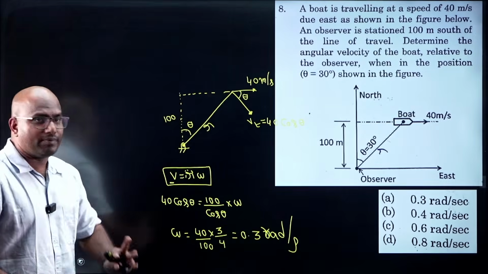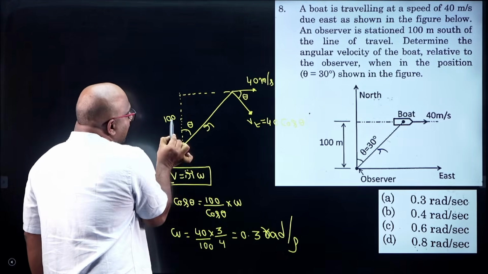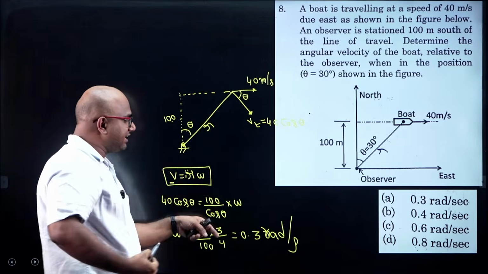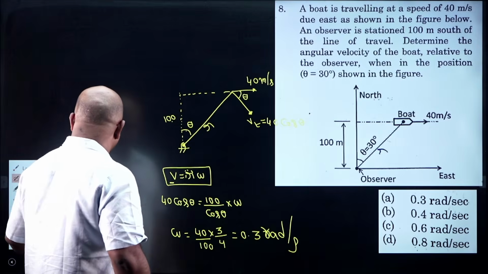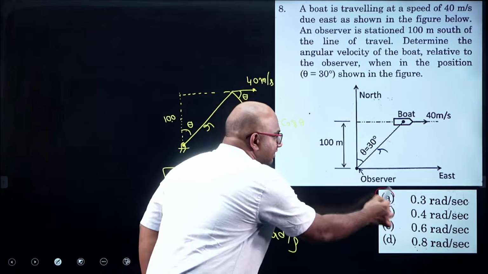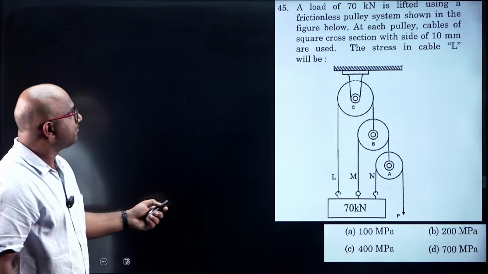V equal to R omega. This is the R. How can you get the R, guys? R equal to 100 by cos theta, then omega. The right answer here is option A, guys.